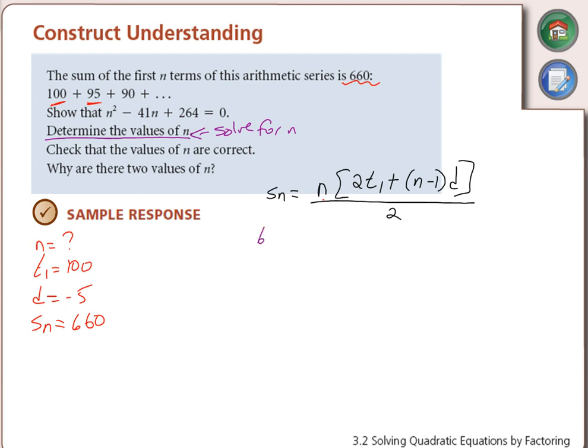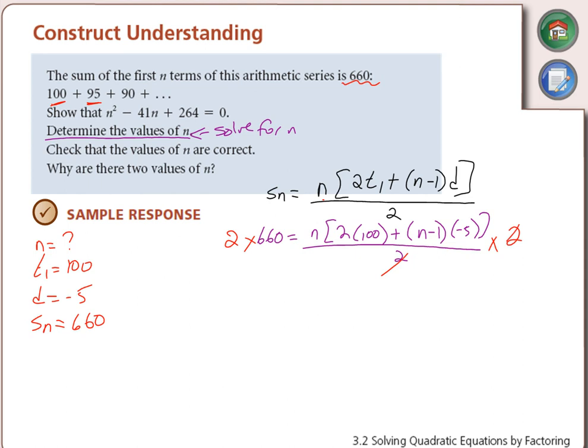So we got 660 equals n over 2 times the bracket 2 times 100 plus n minus 1 times negative 5. Put it in brackets or else it looks like you're subtracting 5 over 2. First step, let's get this fraction dealt with. I'm going to multiply both sides by 2. Gives us 2 times 660, that's 1320, equals n bracket 200 plus distribute in that negative 5. We've got negative 5n plus 5.